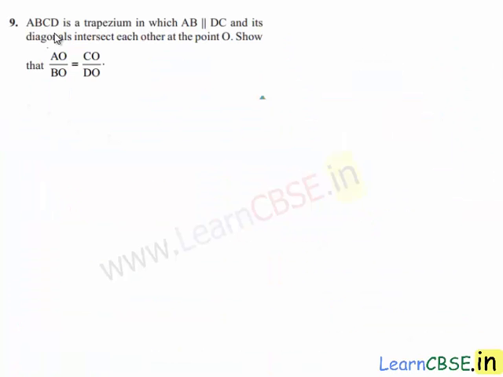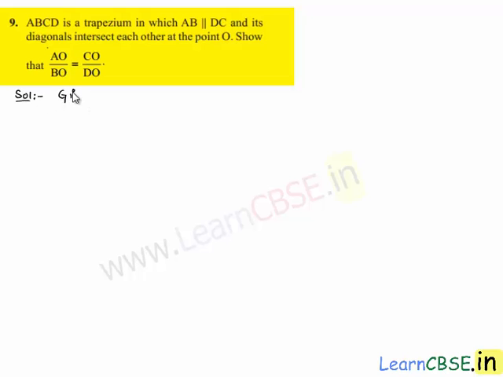Moving on to the 9th question. ABCD is a trapezium in which AB is parallel to DC and its diagonals intersect each other at point O, show that AO by BO is equal to CO by DO. Now moving on to the solution.